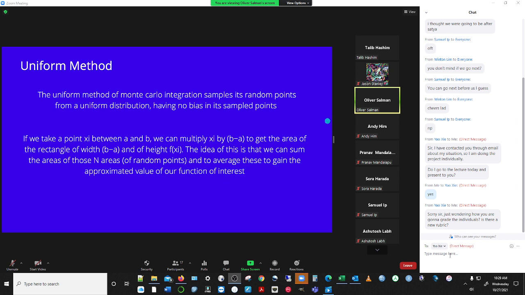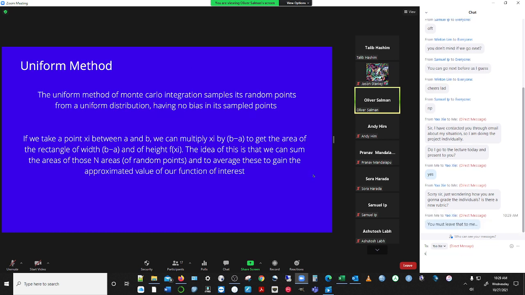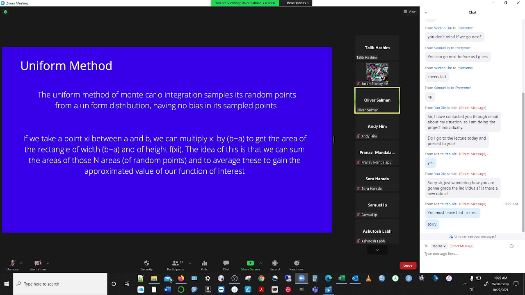The uniform method of Monte Carlo integration samples its points randomly from a uniform distribution, having no bias in its sample points. If we take a point xi between the width a and b, we can multiply f of xi by the width to get the area of a rectangle. The idea is that we sum the areas of those n rectangles and average them to gain the approximated value of our function of interest.